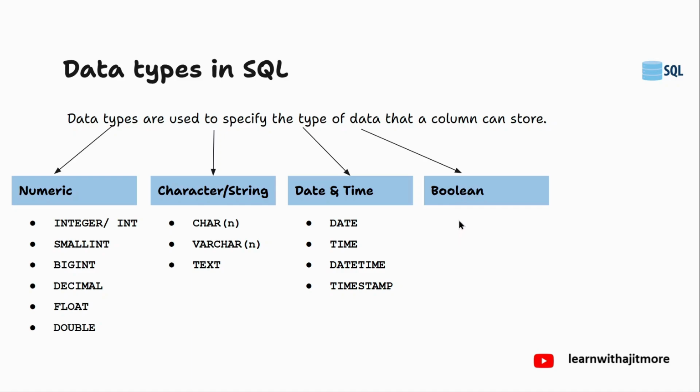And then if you want to store only true or false, just true or false, then go for boolean, which allows only two values, true or false.